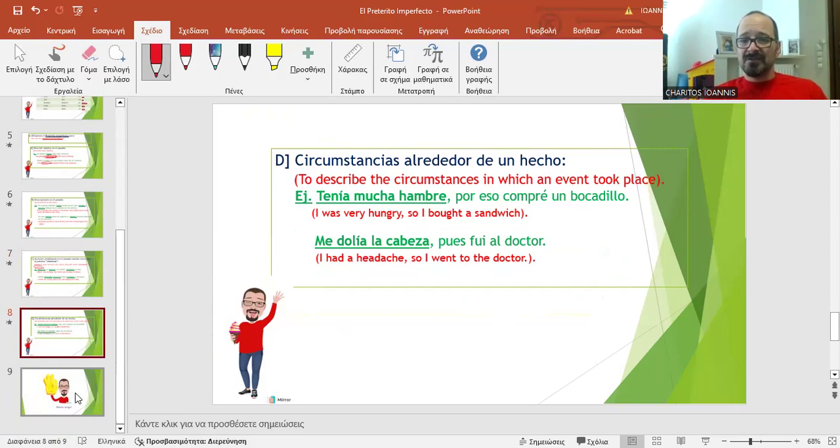Circunstancias alrededor de un hecho. This one is quite similar to what we called previously descriptions, because the point here is to make clear to the listener the reason why something happened, right? What the circumstances were. So, practically, tenía mucha hambre, por eso compré un bocadillo. I was so hungry, so I bought a sandwich. So the reason why I bought the sandwich is that I was hungry. Those were the circumstances, las circunstancias.